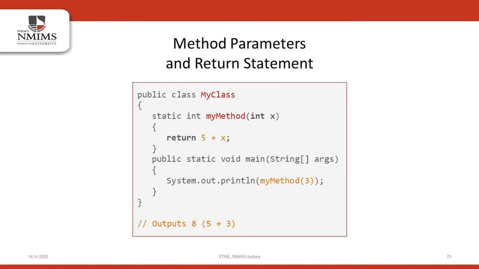So now in the main method, remember all the methods are called inside a main method. Now in the main method we are calling the my method with passing an argument 3. So this basically means that the value of x here we are passing as 3. So my method will now return 5 plus 3, which is 8. So the output will be 8.